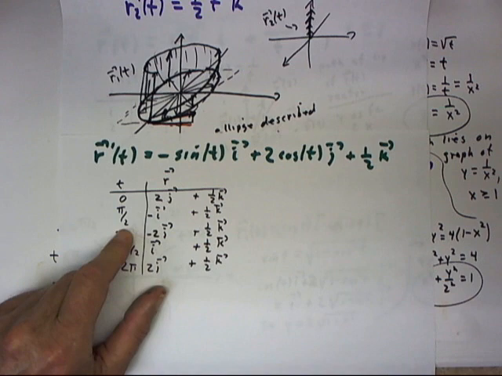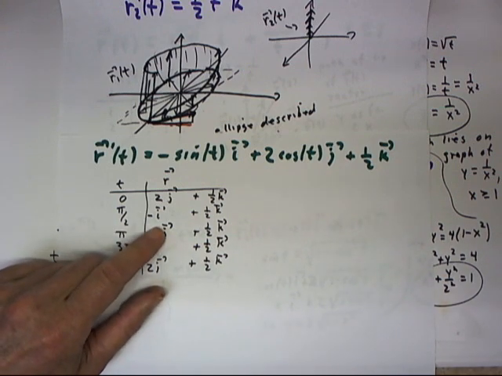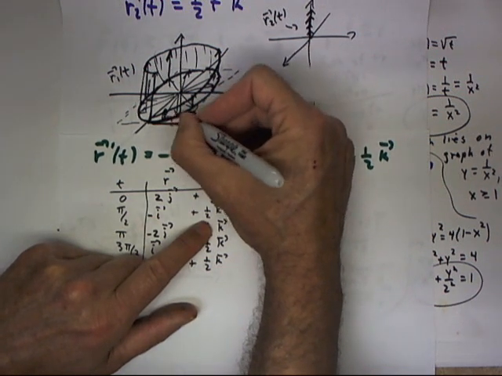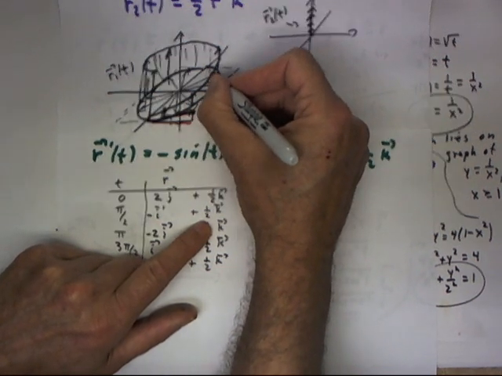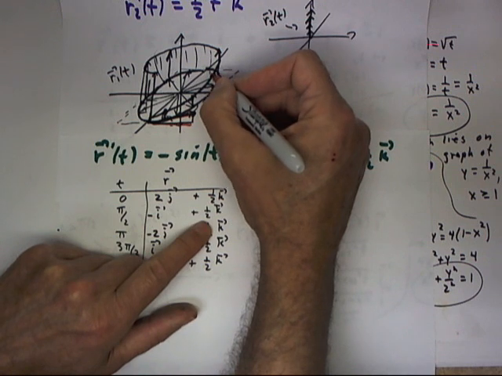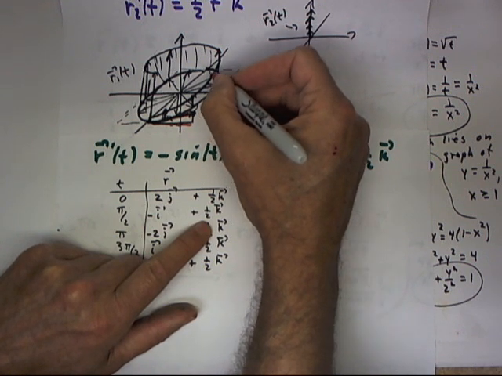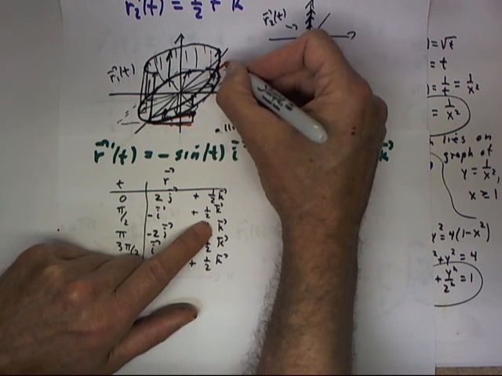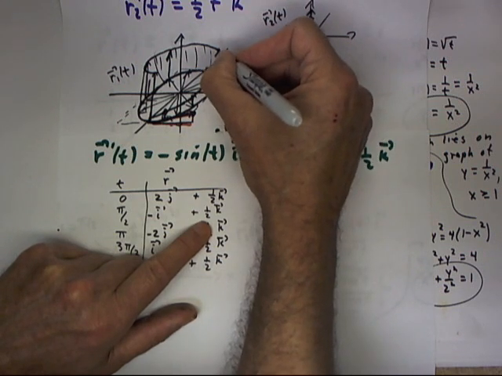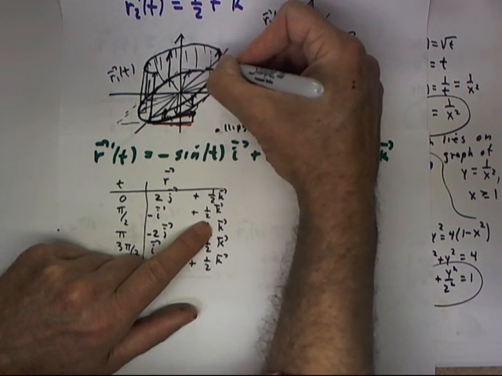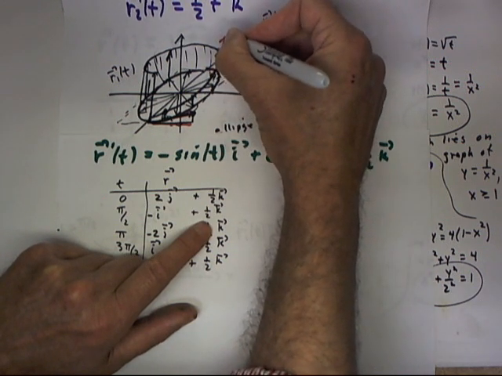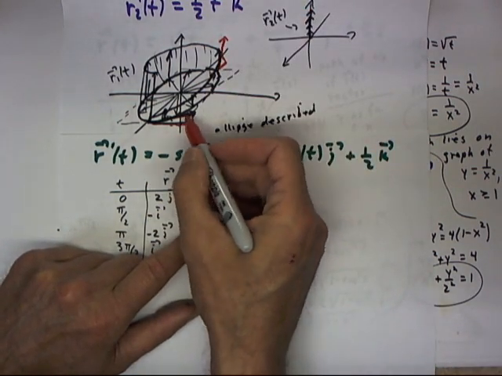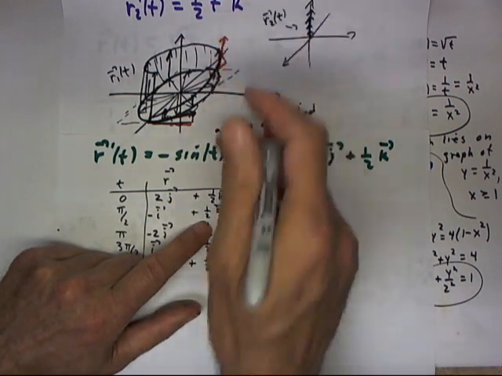At t equals pi over 2, we have negative i plus 1/2 k. Now the t equals pi over 2 point occurs around here, and we're up on the vector here. The negative i direction is going to be parallel in the direction of the negative x-axis, and the 1/2 k is going to come up like this, and our vector, I'm going to extend it a little bit, comes up in this direction. Now both of these vectors appear to be plausibly tangent to the curve.